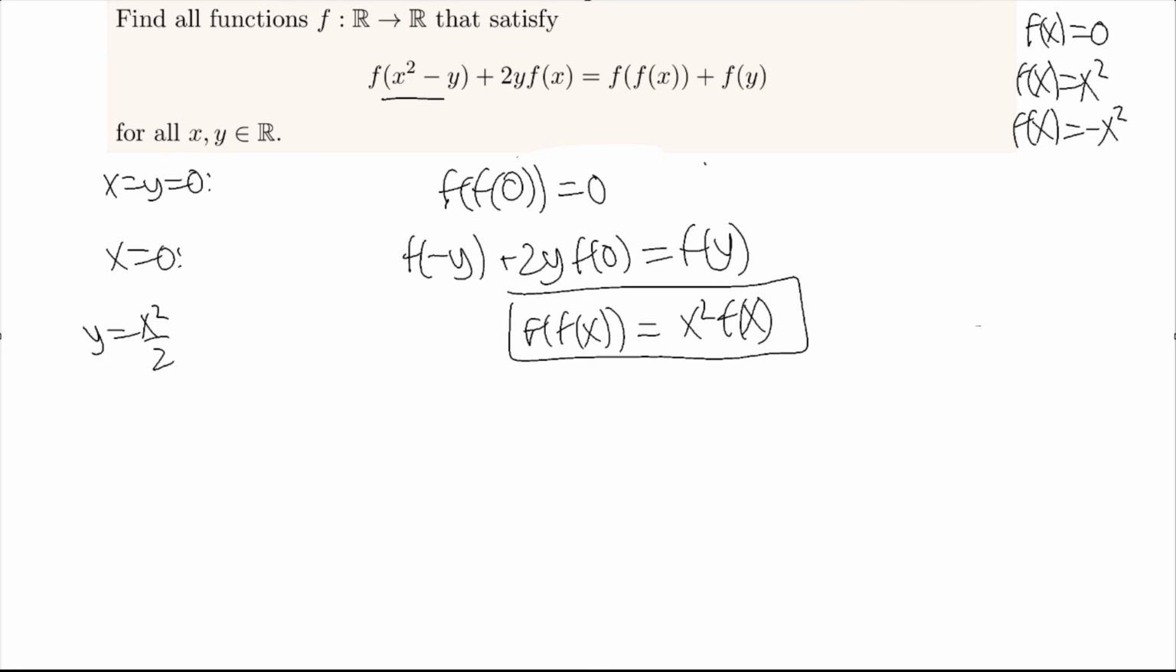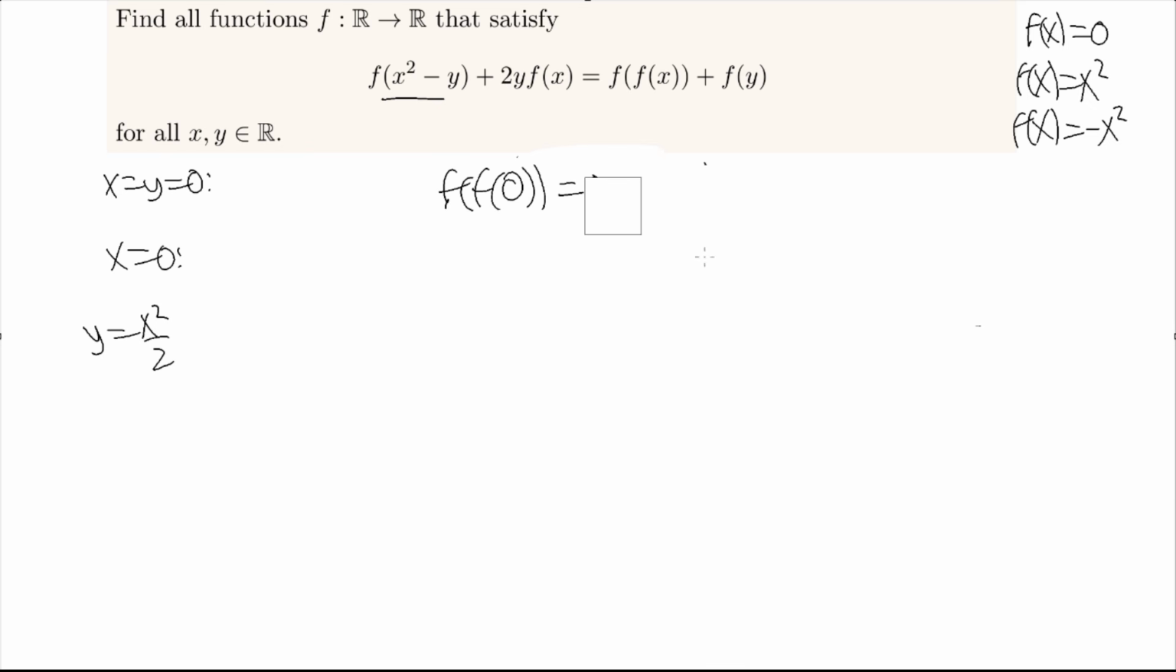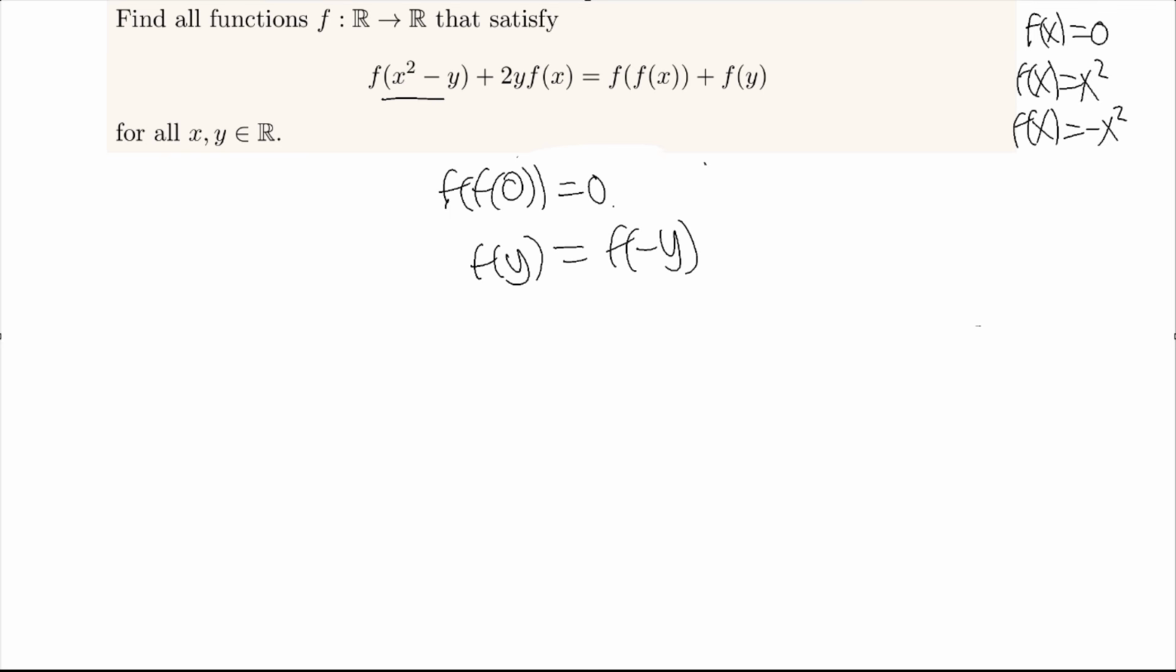But what if we try plugging in x equals f of 0, because f of 0 is 0? Then this should give f of f of 0, so that's f of 0. And that's equal to f of 0 squared times f of 0. But that's 0 as well. So therefore, this is 0. And hence, we have f of 0 is 0. And we can end up simplifying this over here and get f of y is equal to f of negative y for all real numbers y.